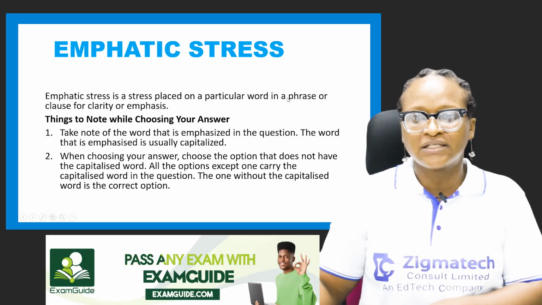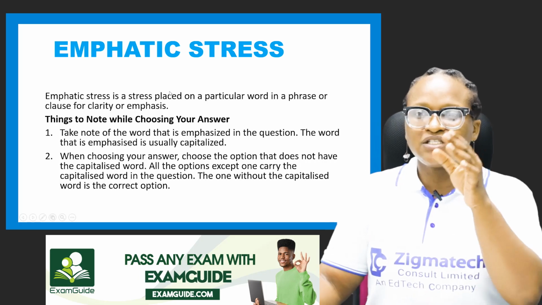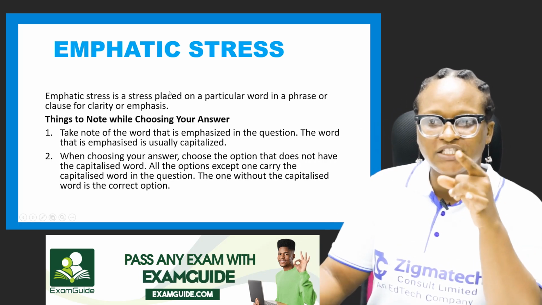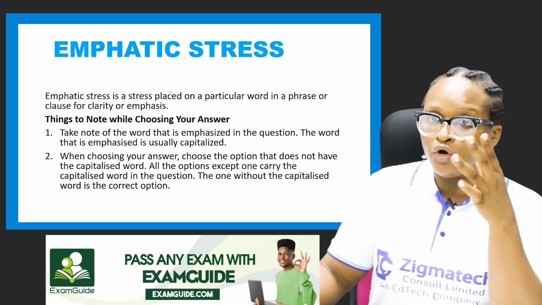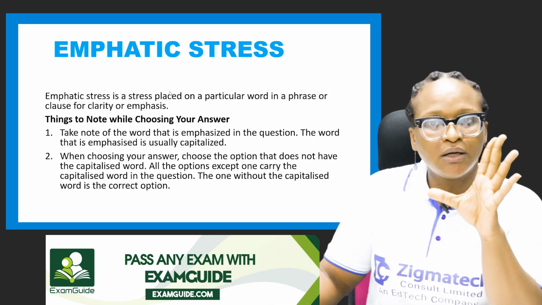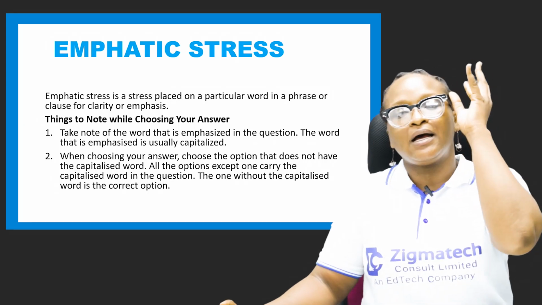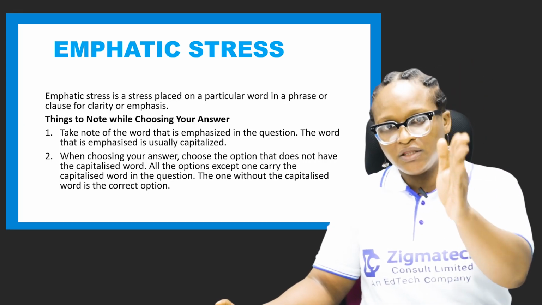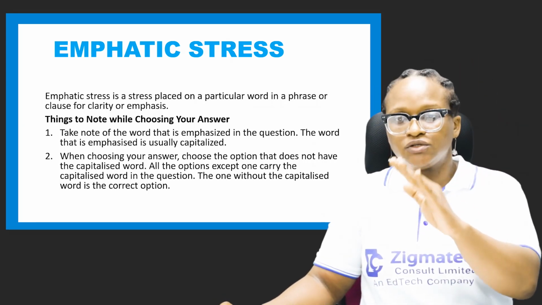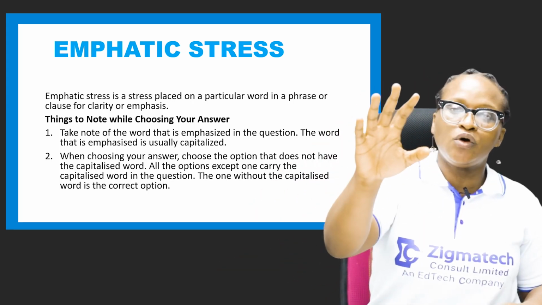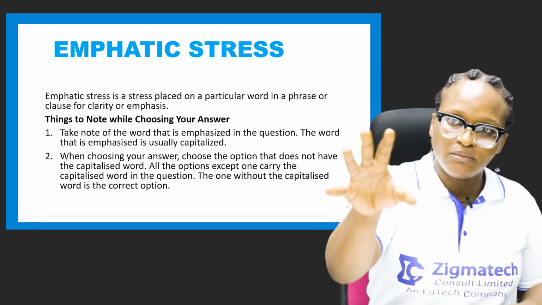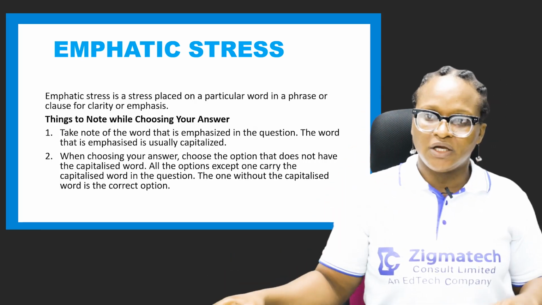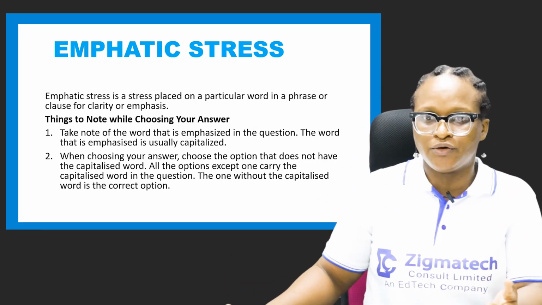All right, so let's look at what emphatic stress is. Emphatic stress is a stress placed on a particular word in a phrase or clause or a sentence for clarity or for emphasis, to show that I am actually discussing this thing. Of all the words used in a sentence, this is the very one I'm interested in. This is the very one I'm placing emphasis on because I have something I need to get out of it.